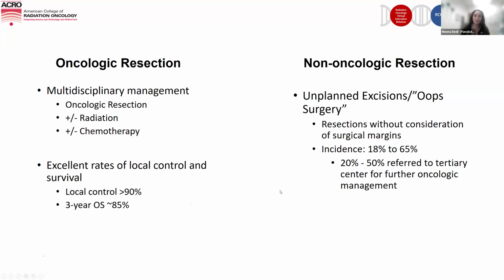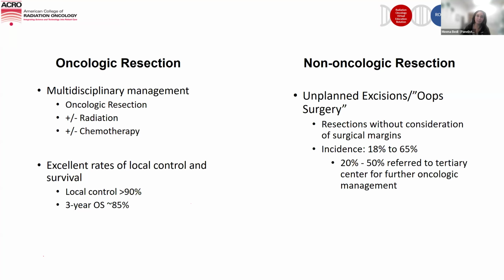So oncologic resections, like Dr. Blitzer had mentioned, that's the mainstay of treatment. You want to have somebody who knows how to take out these tumors, take into consideration radiation, whether or not chemotherapy should be employed, and really have excellent rates of local control and survival. However, non-oncologic resections can occur about 18 to 65% of the time.